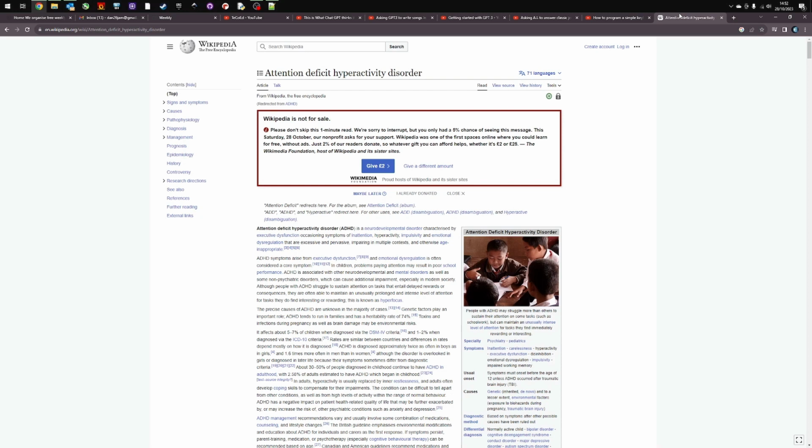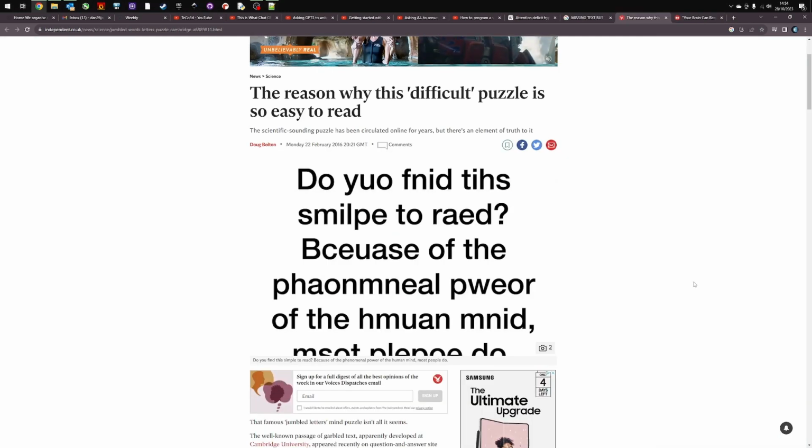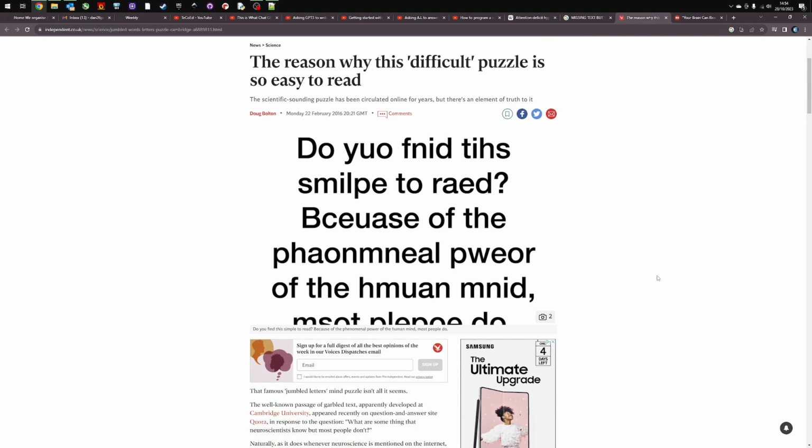This developed into a conversation of, well, if you could take the first 2 or 3 letters and make them bold, then this would help. Part of this concept is based on the fact that your mind can identify patterns in letters and therefore predict what the word is, even though the full word is not there. As you can see in the example on the screen here, do you find this simple to read? Because of the phenomenal power of the human mind, most people do.